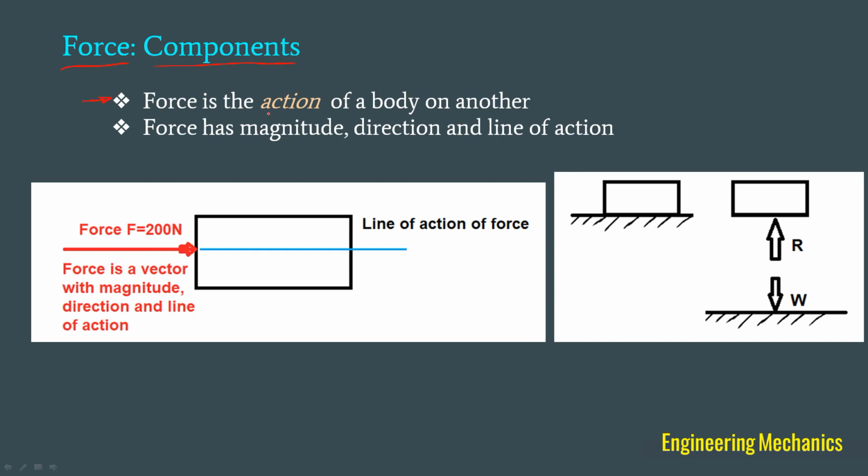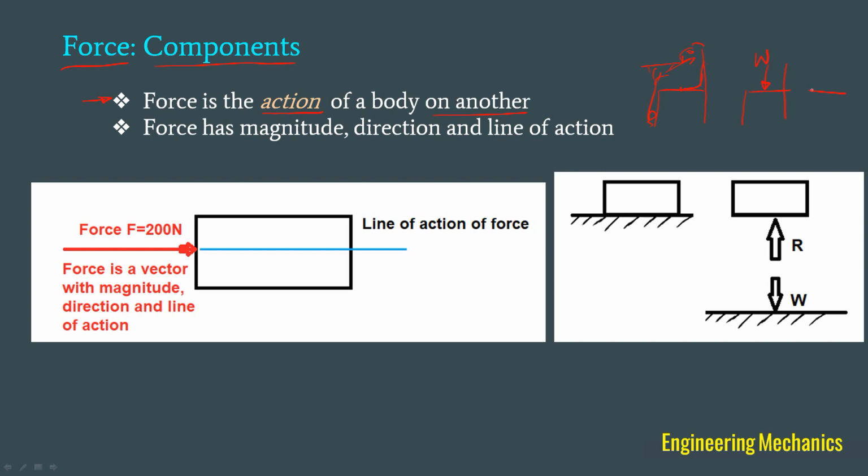Force is the action of a body on another. For example, if you are sitting on a chair, then your weight is acting on the chair. Let us say your weight is W, so W acts on the chair. So that means W is acting on the chair. So this is the action of the person sitting on the chair to the chair.